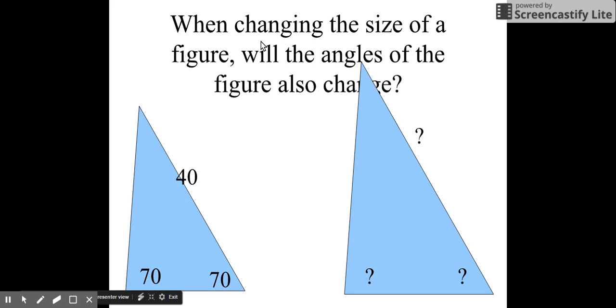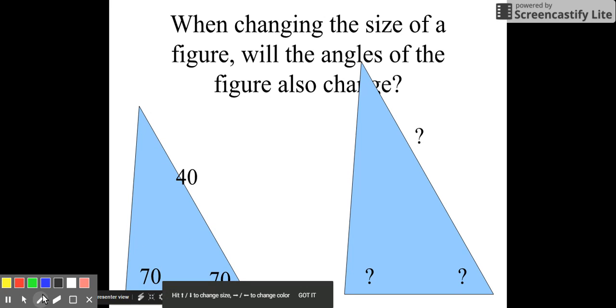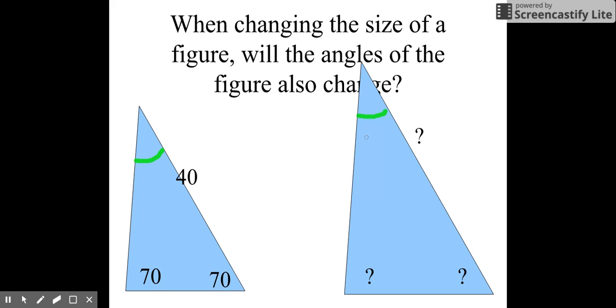Now, if you're looking here, it's asking, if I change the size of a shape, will the angles also change? Now, I apologize for the 40 and the question mark. They should be closer up here in the corners, but they're not for whatever reason. Now, let's think about this. An angle tells us that this distance and this distance should be the same to continue to make the similar shape.